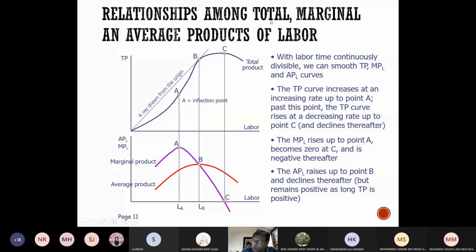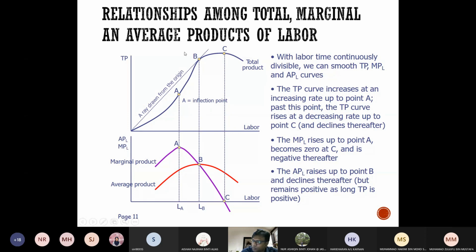Relationship amongst the total, marginal, and average products of labor. All right, this is what we're going to discuss here today. There will be graphs of labor versus total product, and labor versus average product and marginal product. So we're going to analyze the curves and what the curves mean.